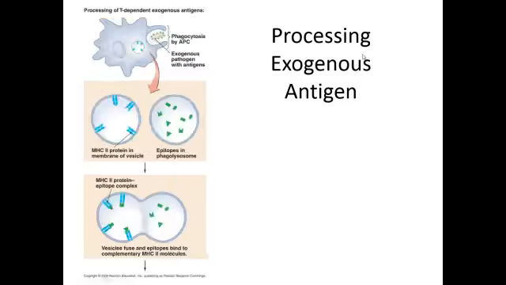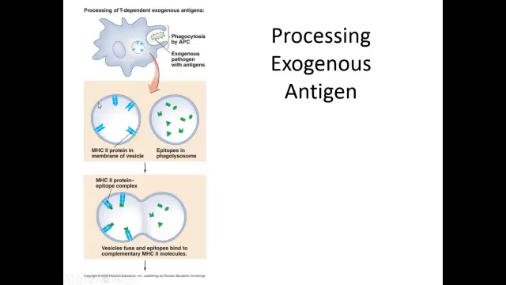Let's move on to processing exogenous antigens, or antigens that come from outside of the cell. In this case, the exogenous antigen is coming from a pathogen that's been phagocytized by an antigen-presenting cell. So in this case, it's a macrophage. It phagocytizes this poor little bacterium, and we talked about phagocytosis and how the cells are chopped up, which results in epitopes in the phagolysosome.